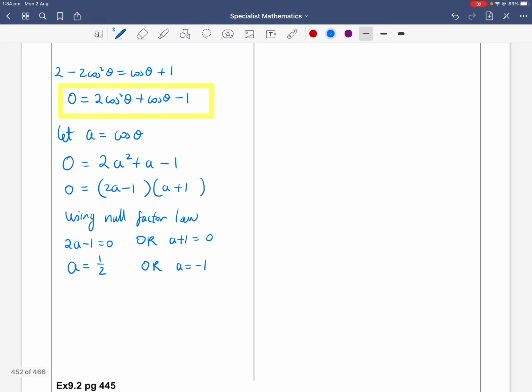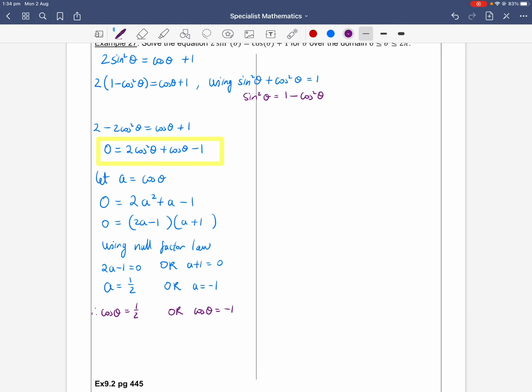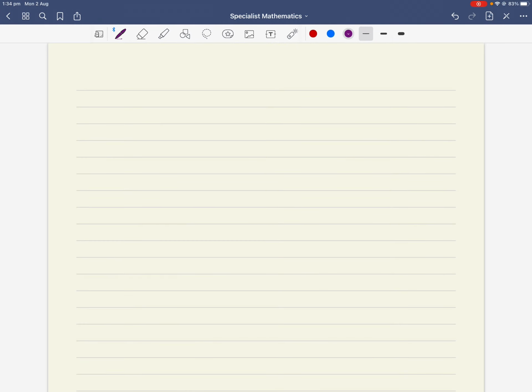Now, we didn't want to solve for a, we actually wanted to solve for cosine. So in other words, cos theta equals a half, or we have cos theta equals negative 1. So let's consider one of the two cases first. So let's consider cos theta equals negative 1. Well, that's just going to be our boundary value, isn't it?